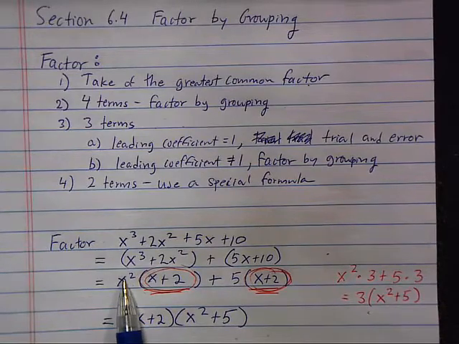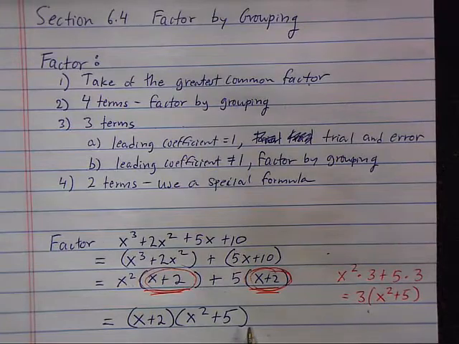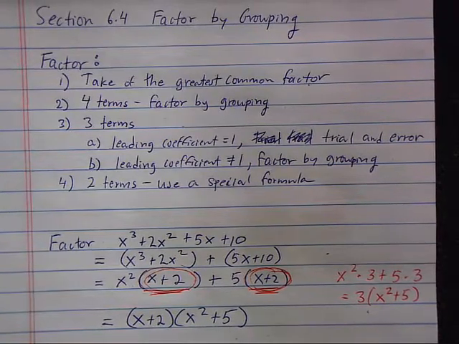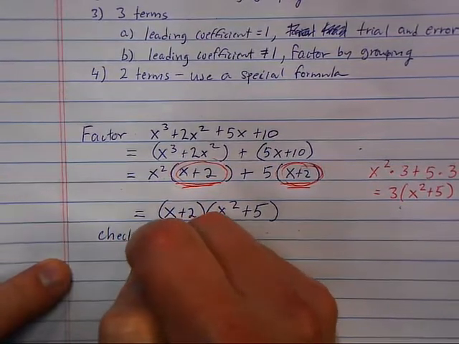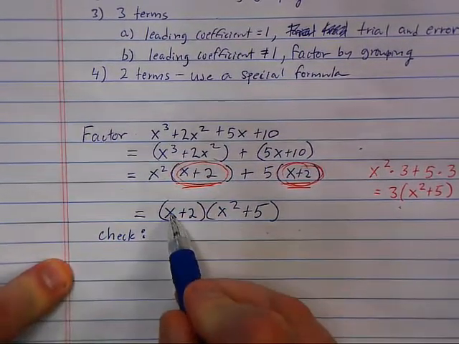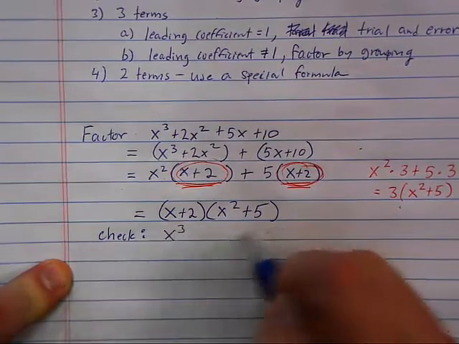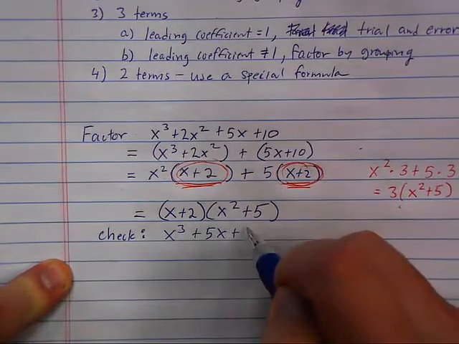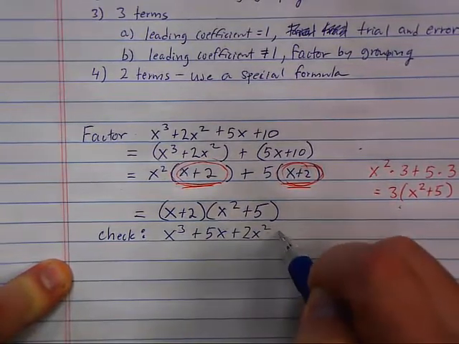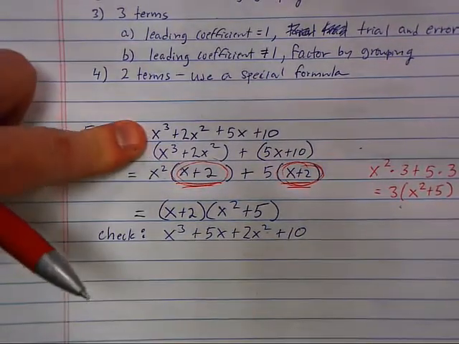Now, if we wanted to check our answer, we could just go ahead and do FOIL and see if we have the right answer. Why don't we do that, just to check our answer? So if I wanted to check, I can still check simply by doing FOIL. What's x times x squared? X to the third. What's x times 5? 5x. What's 2 times x squared? And finally 2 times 5? It's 10. Is it the same as the original problem we started with?